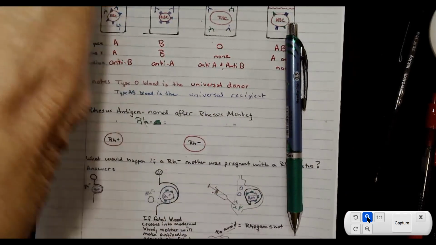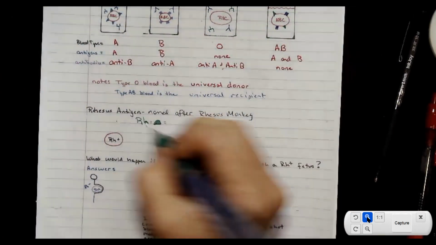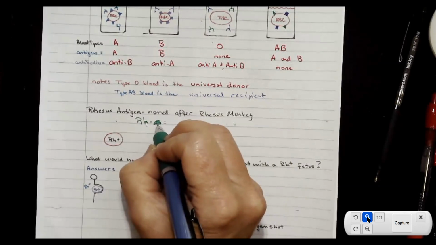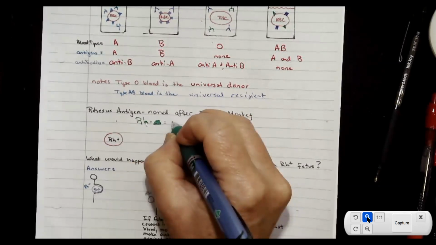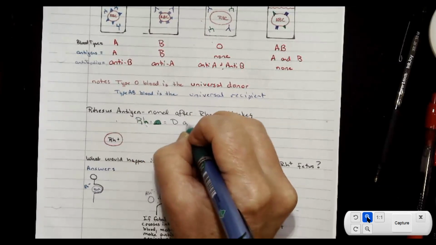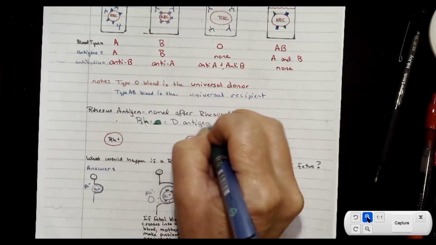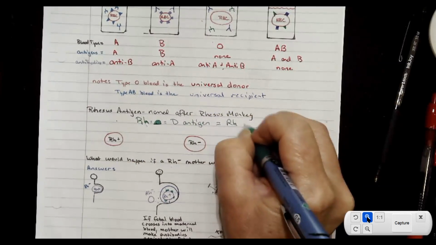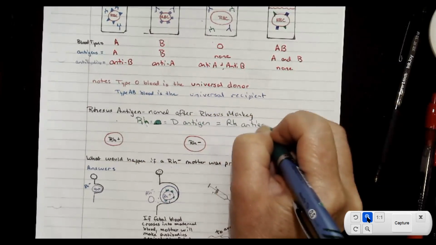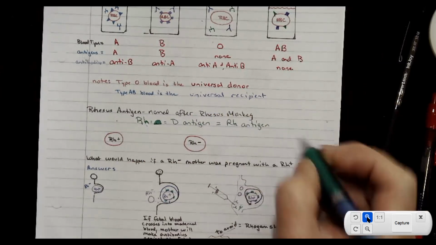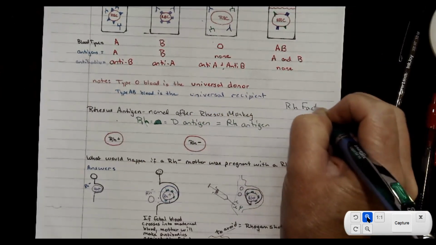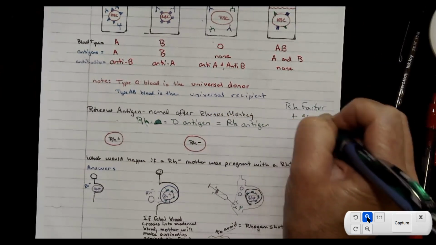All right, my white out is about shot. So the RH antigen, I'm going to represent it with the dome shape, and this is also referred to as the D antigen. The D antigen equals the RH antigen. They can be used interchangeably. Usually they say, what is the RH factor? Is it positive or negative?